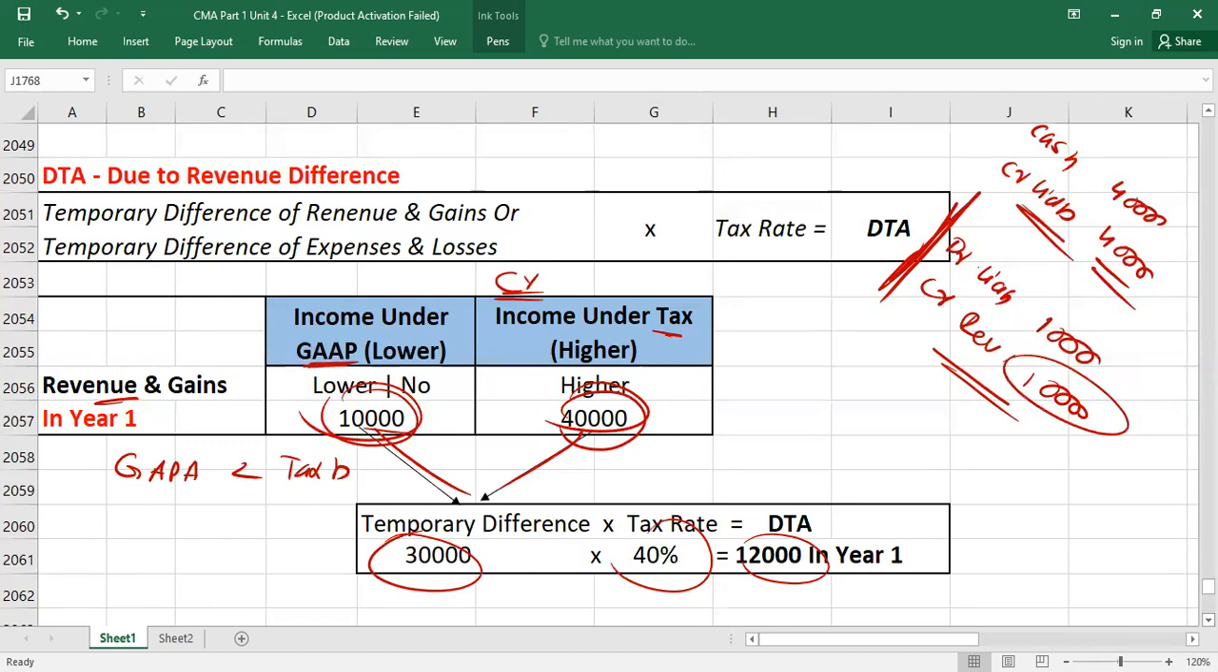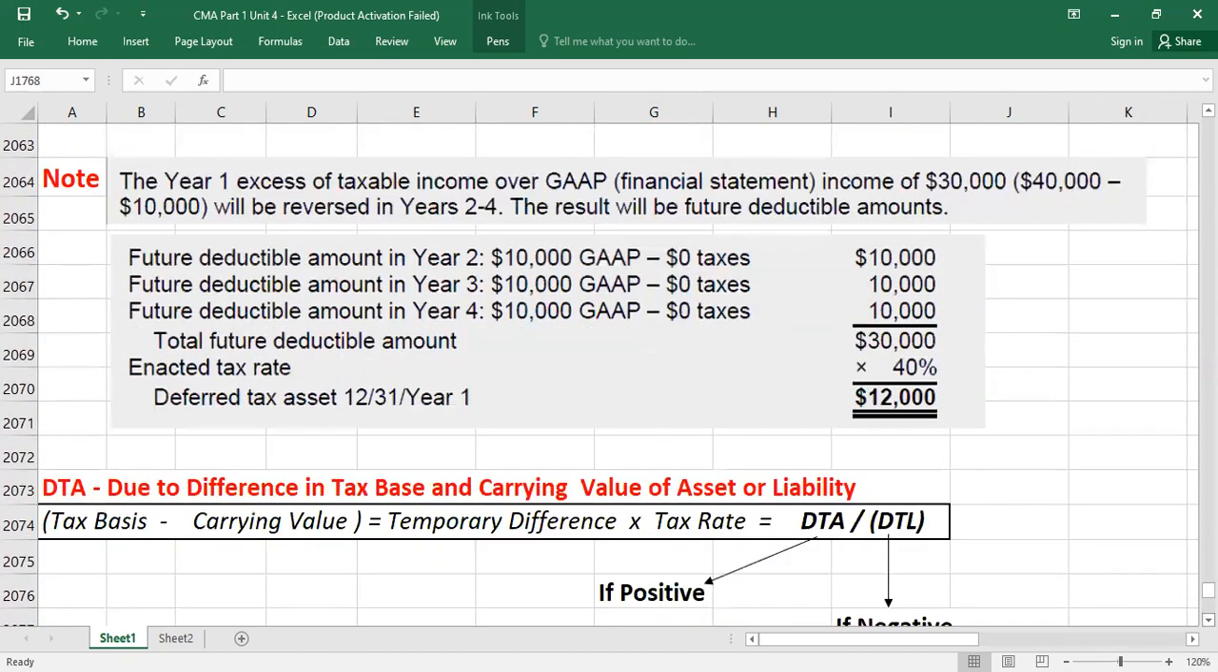Now tell me, in years 2, 3, 4, what will happen? Just asking a question. In year 2, would you record any income in tax? Because you have already recorded 40,000, but you will record income under GAAP, under tax it will be 0. Right or wrong? Multiply by, for example, 40% tax rate. This will be the refunded value in the second year.